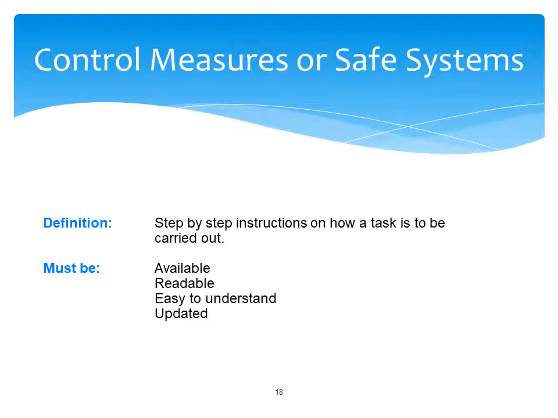Control measures or safe systems. The moving and handling team have developed a library of safe systems to be used throughout the trust. These are step-by-step instructions on how a particular task is to be carried out. They must be available, readable, easy to understand, and updated regularly. These safe systems are recorded on SharePoint.